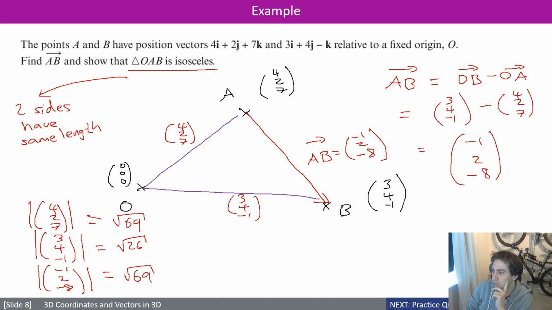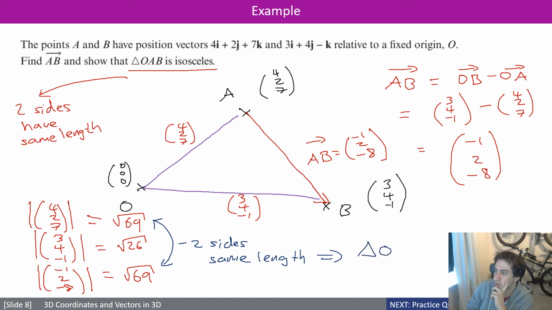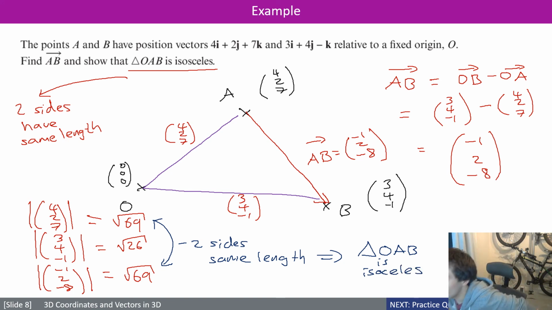Okay, don't care what the actual values of those roots are, because we have it in third form, two sides, same length, and therefore that implies that the triangle OAB is isosceles. And that's it, done. Cool. So we can look at the questions now.